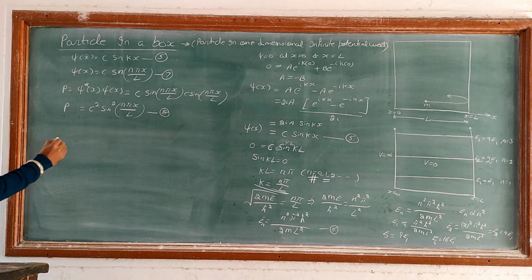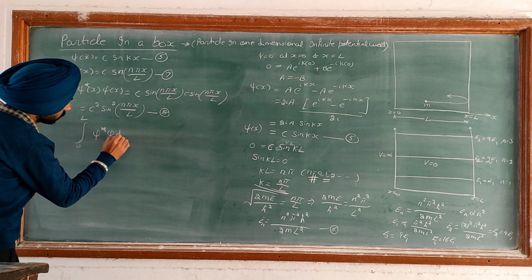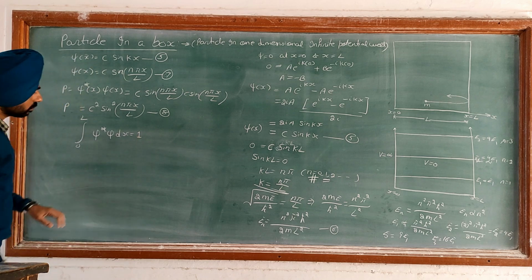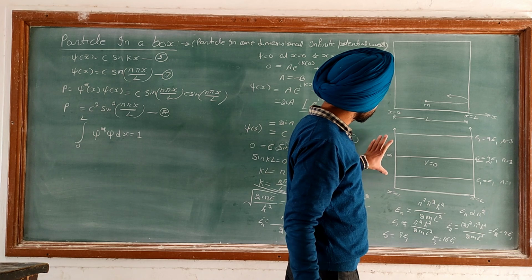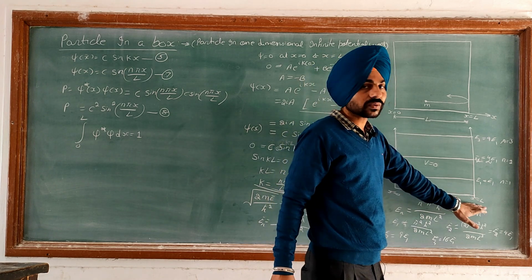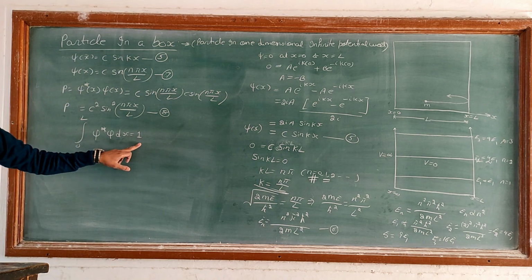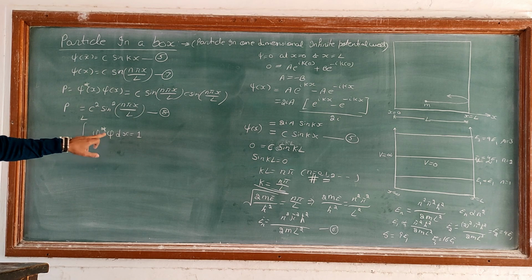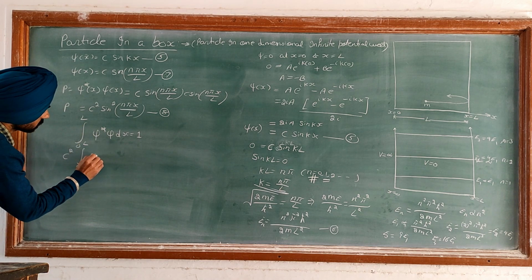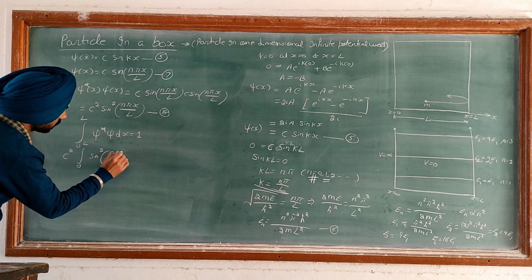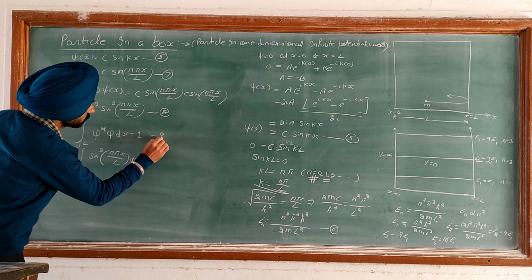So the normalization condition is integral from 0 to L of psi star psi dx equal to 1. Why dx? Because the particle is moving along the x-axis, we consider the case of one dimension, from x equal to 0 to x equal to L. This is the normalization. Now we will substitute psi star psi: c square, which is a constant, integral 0 to L sine square n pi x upon L dx equal to 1. So let it be equation number 10.